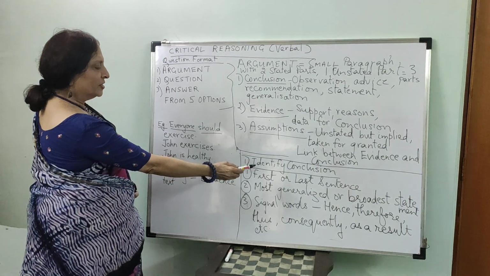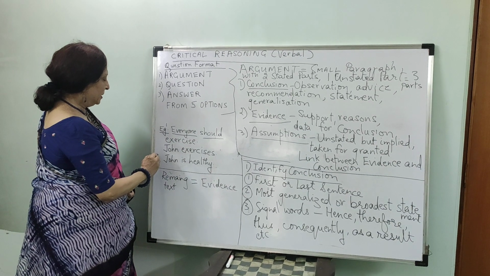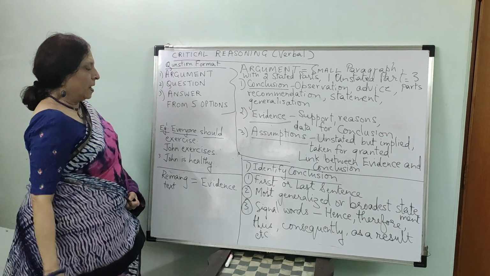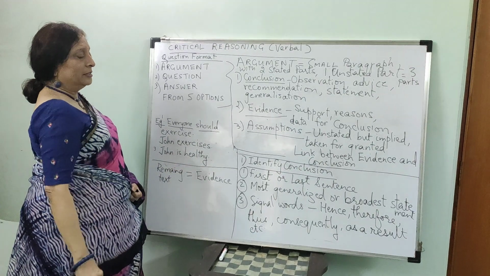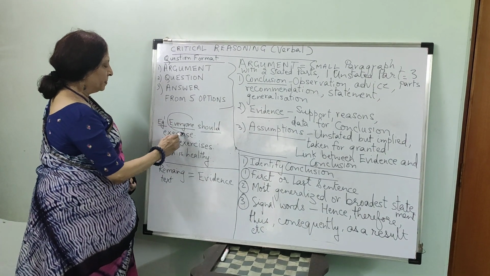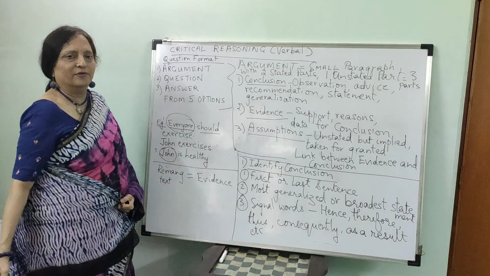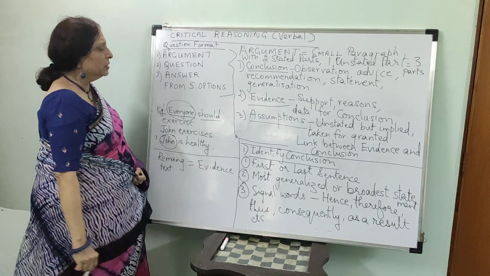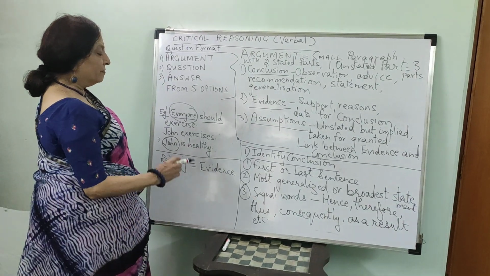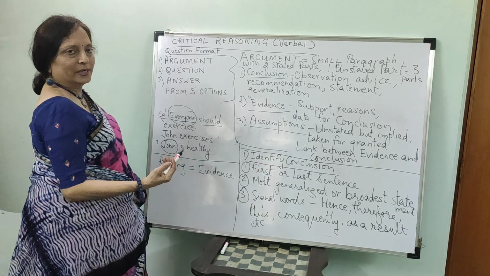First of all, is it the first or last sentence? So, this is the first sentence. This is the last sentence. Most generalized or broadest statement. This applies to everyone. This applies only to John. So, obviously, everyone is a bigger group than John. And finally, we'll try the words hence, therefore, thus, consequently, as a result.